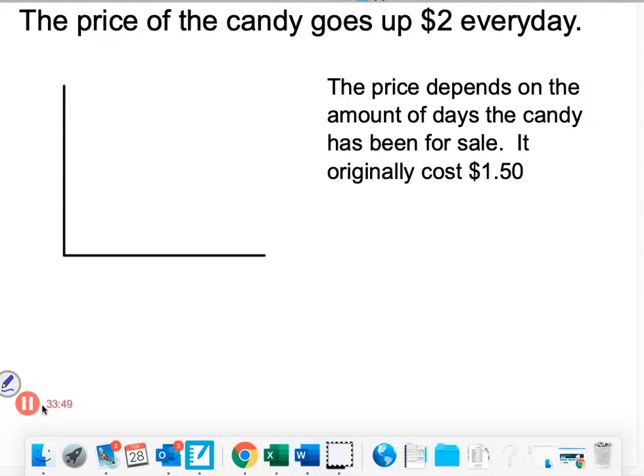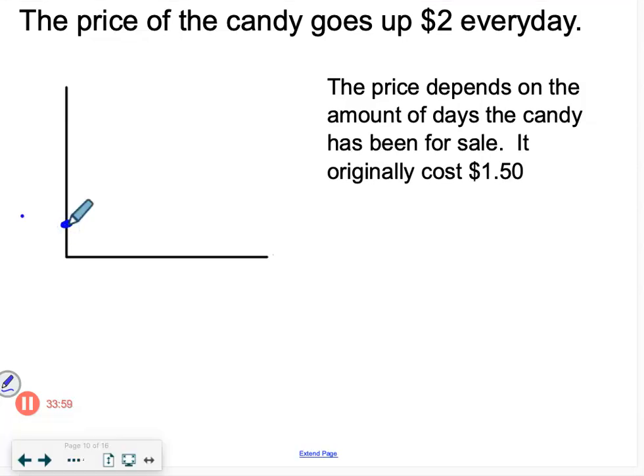Look at you relating old topics to new topics, right? So yes, it's arithmetic. When I did this, I put $1.50 on my y-axis. What would we label the x-axis? What does this represent? Days. And then what would the y-axis represent? Price.